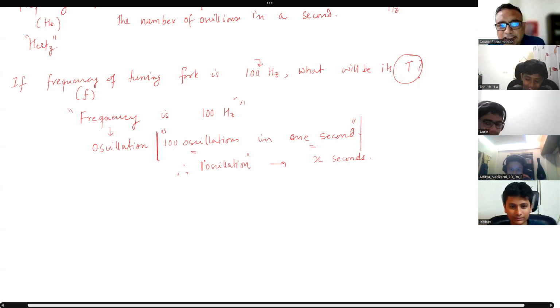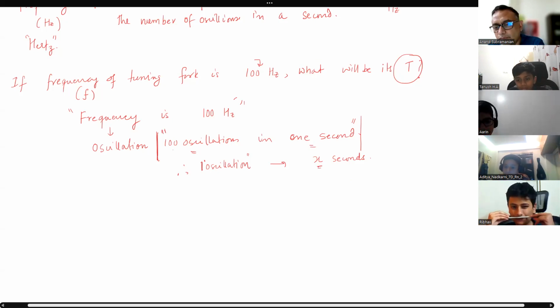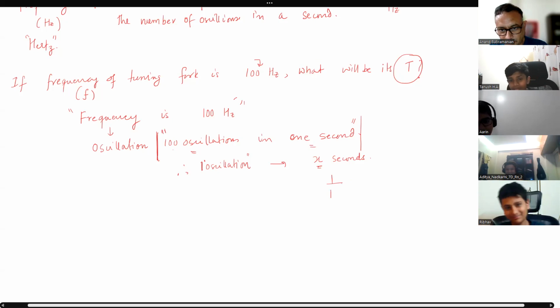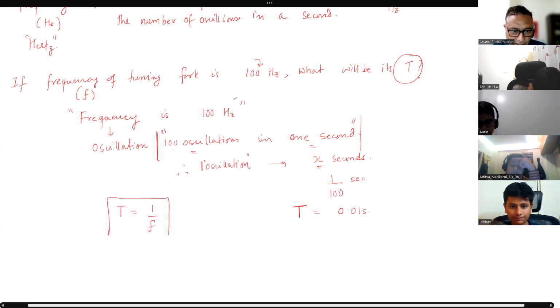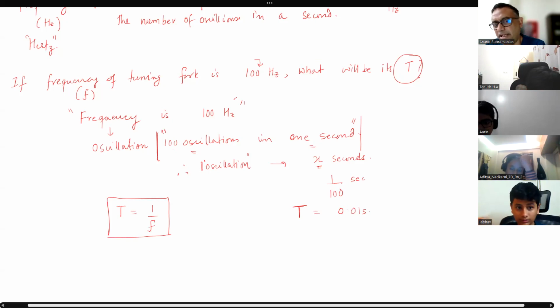So 100 oscillations are happening in 1 second. Therefore, for 1 oscillation, how much time will it take? 1 by 100 second, that will be 0.01 seconds. So the time period T is equal to 1 by F. I don't want to tell you that first, because if I tell this now, you'll forget it. You have to know what you mean by 100 frequency, and then be able to connect frequency with time period.